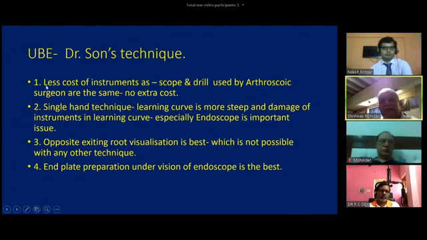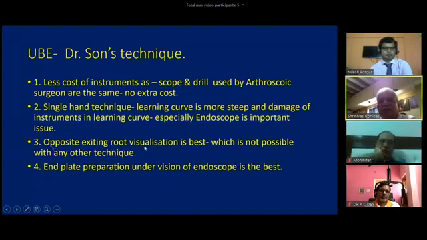Now in UBE the cost of the instruments is less, as the scope and the drill used by the arthroscopic surgeon are the same. So there is no extra cost. It's a single hand technique. The learning curve is steeper, and damage of the instruments in the learning curve, especially the endoscope, is an important issue.